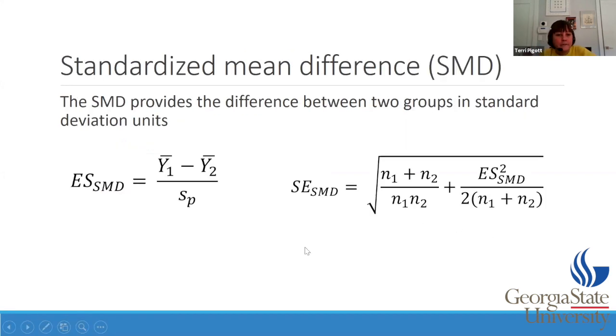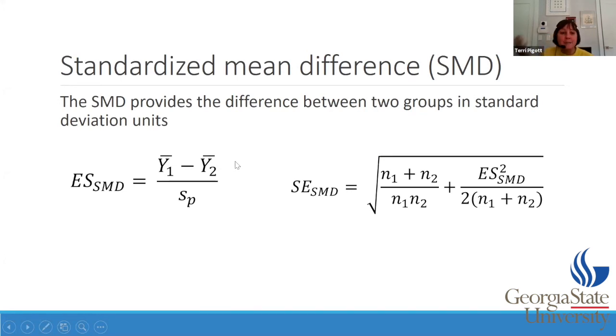So I know there are some formulas on the screen. You'll never be asked about them. I put them there just so I can talk through them with you and point out a few things. This is the standardized mean difference here on the left-hand side of your screen. You can see that in the numerator, it's the difference between two means.